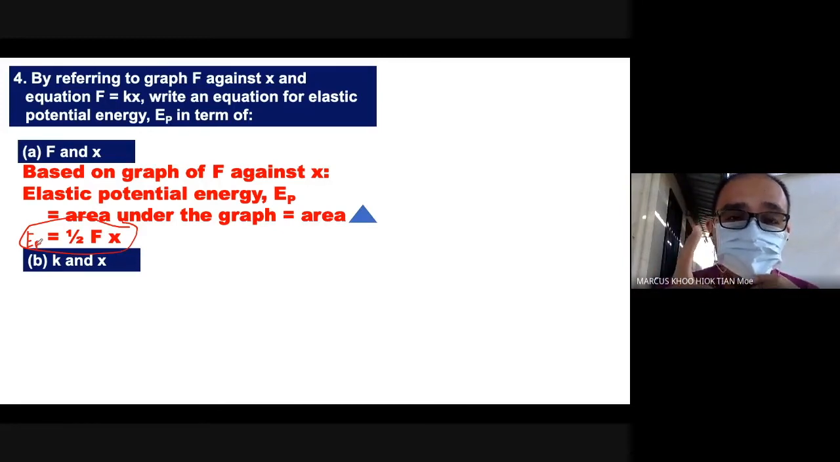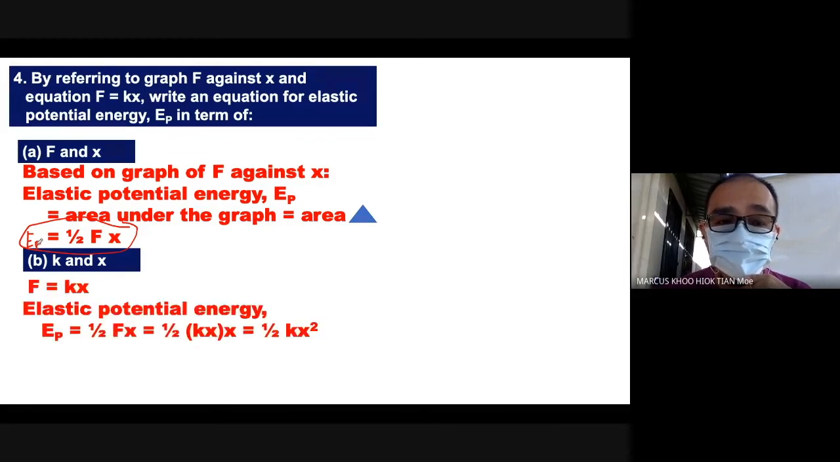Number one, if they give you a graph and they ask you to calculate the spring constant and the elastic potential energy, then you have to use the gradient and also the area under the graph. But if they give you no graph, they give you a situation, then you have to use the formula. The formula is half Fx for elastic potential energy and the spring constant, which is K equals to F over X. So it depends on the soalan yang perlu. Nanti kita akan jawab lah.